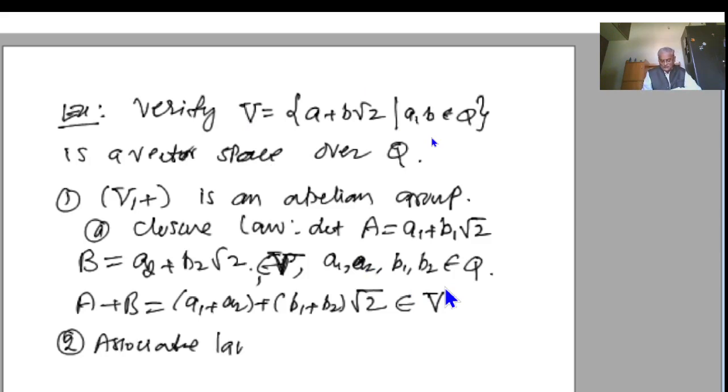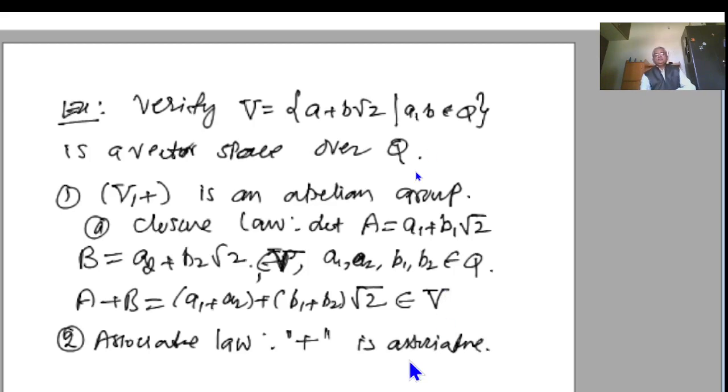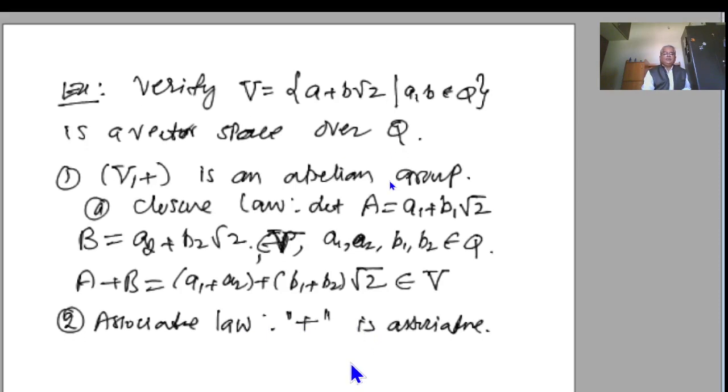Associative law. Directly we write plus is associative, whatever may be the set here. This is the set of rational numbers, set of irrational numbers, set of complex numbers, set of integers. Always this is associative. A plus B plus C equal to A plus B plus C is satisfied. No need to prove anything here. So this is obvious. Directly we are writing it is associative.